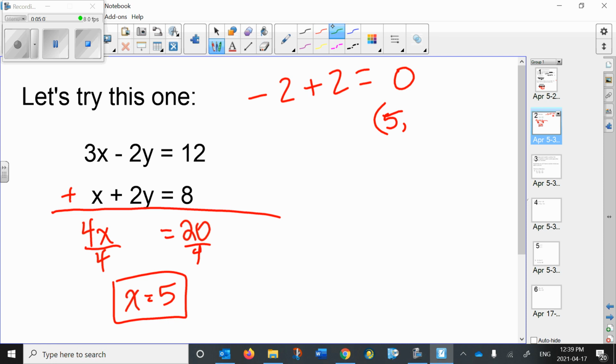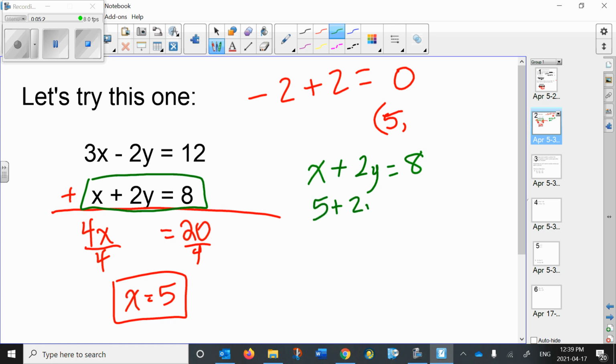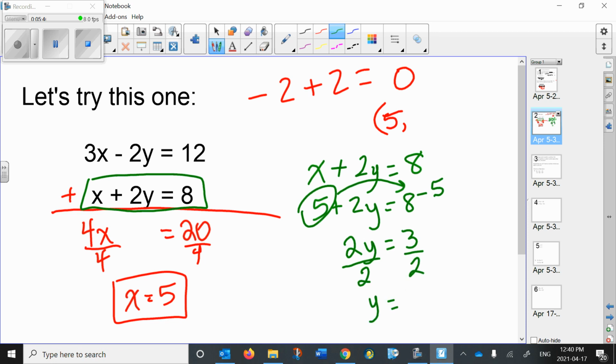So in this case, this one just has an x instead of having to multiply it by 3. So I'm going to take that equation, and wherever x is, I'm going to plug in 5. So I get 5 plus 2y equals 8. Now, over here, we have 5, so I want to bring it to the other side of the equal sign. So it's going to become a negative 5. And then I'm left with 2y is equal to 8 minus 5, which is 3. And then I have to get y by itself, so divide by 2 and divide by 2. And I get y is equal to 3 over 2.